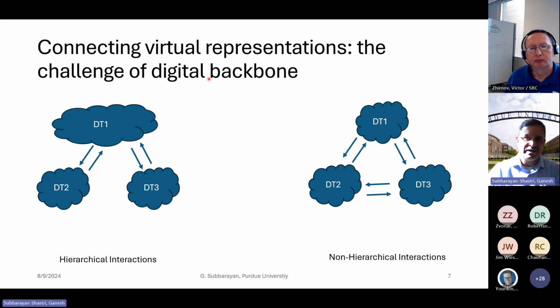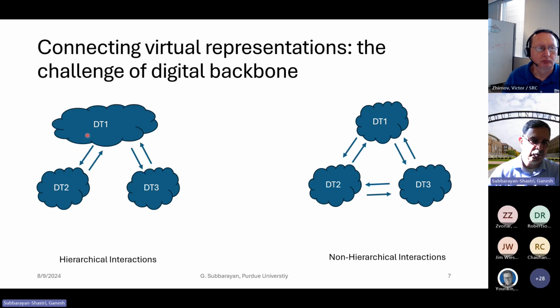Connecting, I'm going to call this connecting virtual representations, the challenge of digital backbone. This is my description of this. And again, some of these definitions that I will use between hierarchical, non-hierarchical, etc., are my own definitions. You might disagree with me, and we can have a discussion on that. But let me start with these two definitions here.